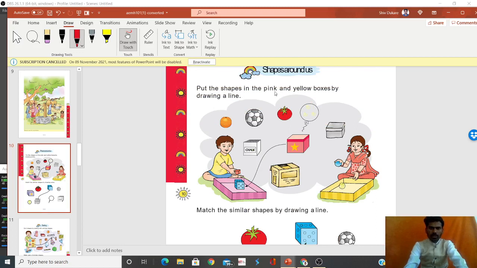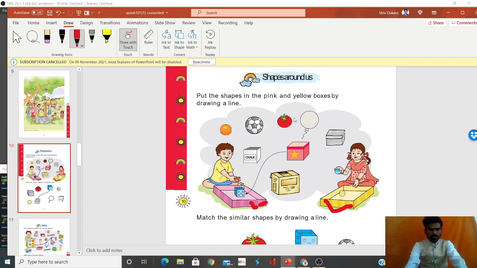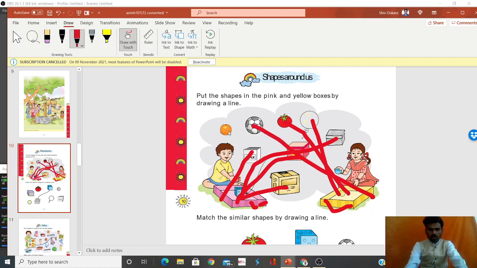Put the shapes in the pink and yellow boxes by drawing a line. Okay. What is the question saying? Put the shapes. These are all the shapes, right? We have to put shapes in the pink and yellow boxes. This is the pink box and this is the yellow box. Okay, these all are in this. Okay, and these all shapes will come in the yellow box.